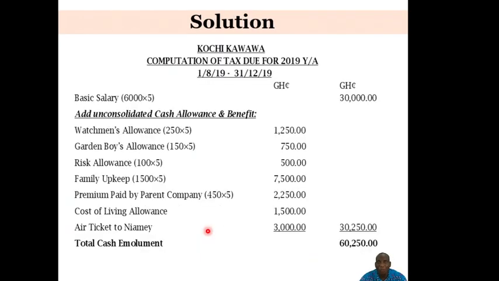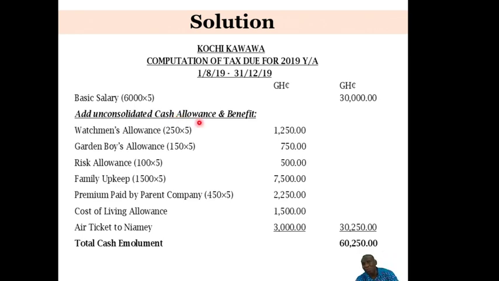Then the first one is the format. You give the name of the person, the computation of the tax due for the 2019 year of assessment, and then the basis period. He was employed on 1st August 2019, and for employment income the basis is the calendar year, so it will end on 31st December 2019. He will be on a base salary of 6,000, and if you look at August to December, it's 5 months, so 6,000 times 5, you get 30,000.